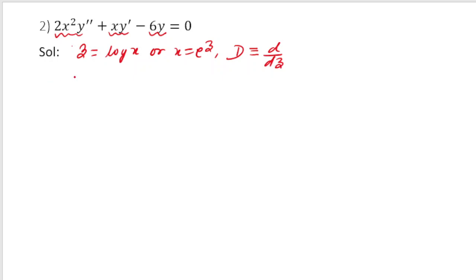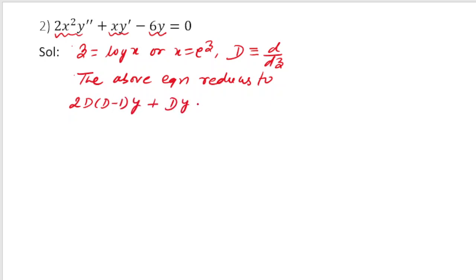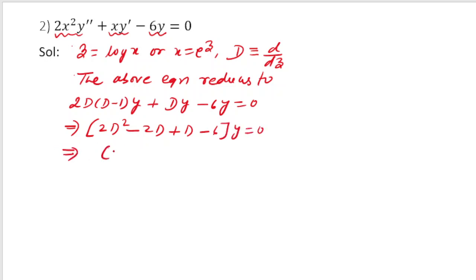So the above equation reduces to what? It reduces to 2D into D minus 1 y plus Dy minus 6y is equal to 0. So you can write here 2D square minus 2D plus D minus 6y is equal to 0. So you will get 2D square minus D minus 6y is equal to 0. So this is a linear differential equation with constant coefficients, and you know the process.